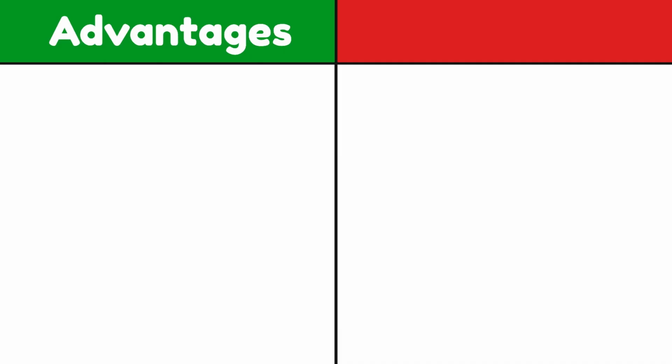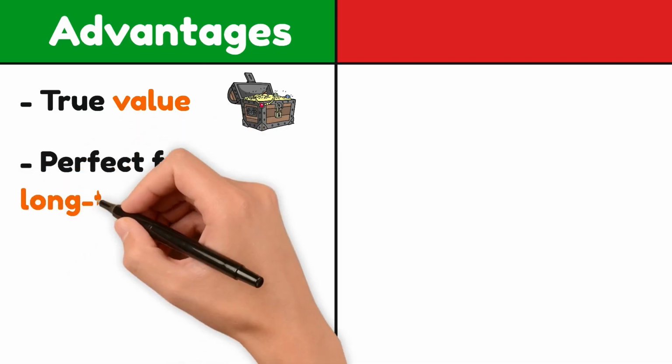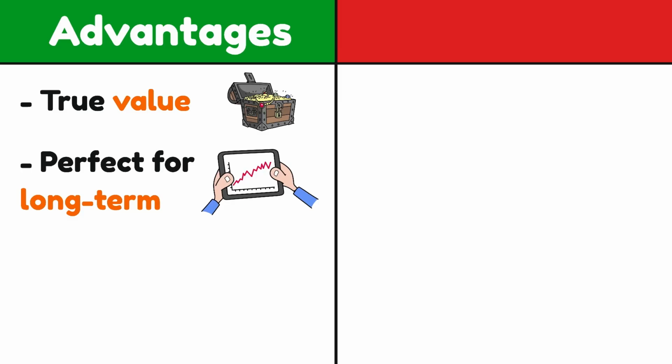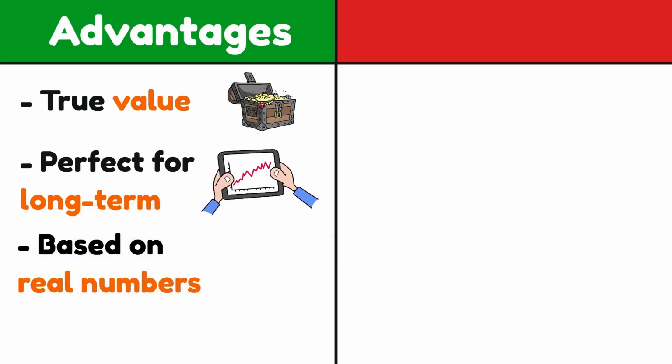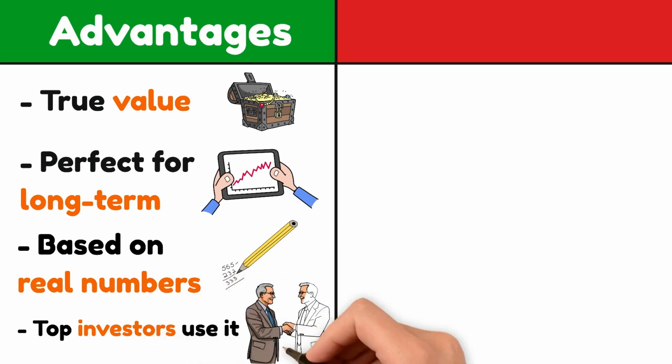These are some of the main advantages of fundamental analysis. First, fundamental analysis might help you see the true value of a company. It's perfect for long-term investing because it looks at the company's overall health, not just the short-term market swings. Plus, it gives you real numbers to base your decisions on, things like revenue, earnings, and cash flow. Lastly, it's the method that top investors like Warren Buffett and Peter Lynch rely on.